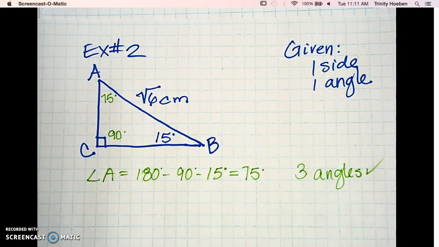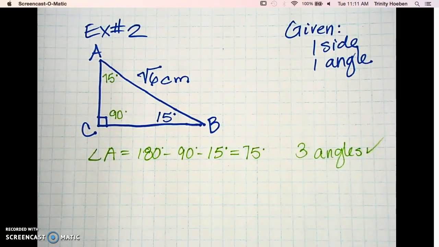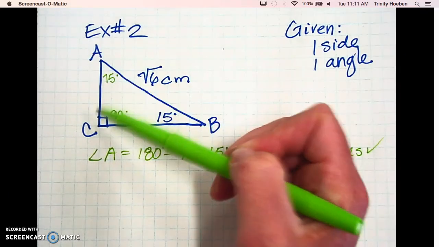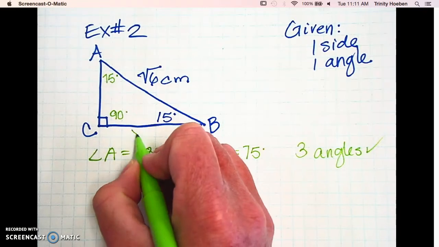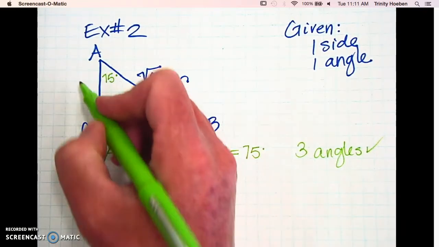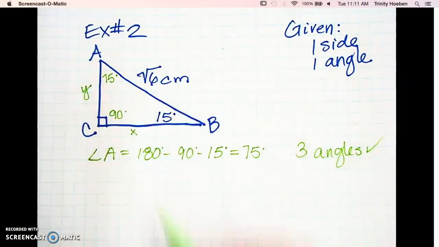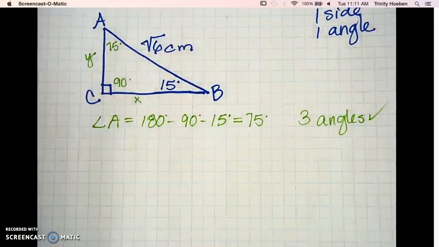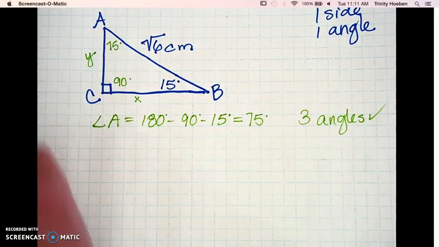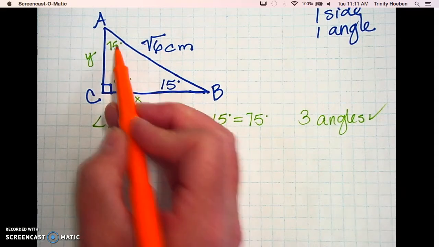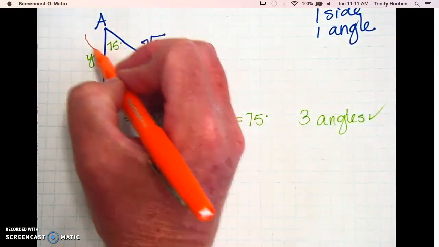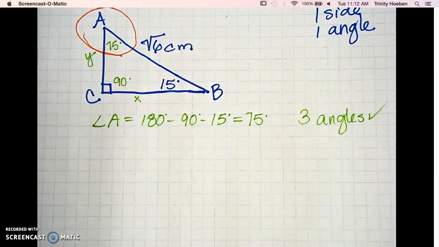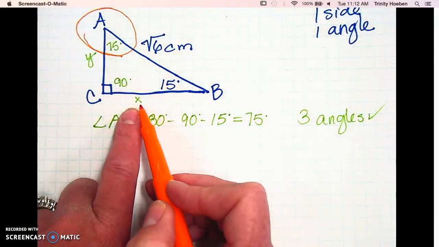All right? Now we just need to get the 2 missing sides. So we need side AC over here, and we need side BC. So side BC, I'm going to call X, and side AC, I'm going to call Y. All right? Now that we know both of these acute angles, we can start from either one. I'm going to choose to start from angle A up here. Okay? So from angle A, I'm going to solve for X first.